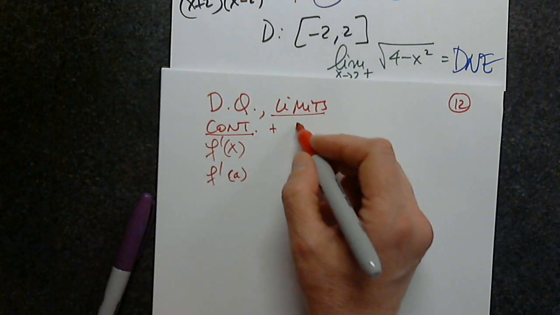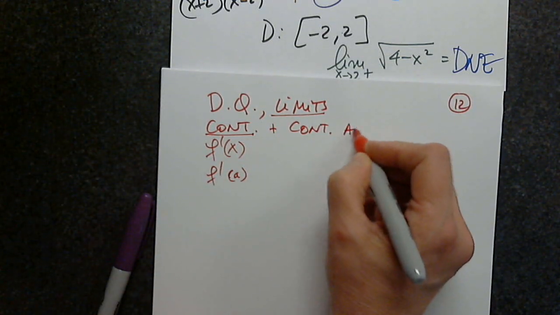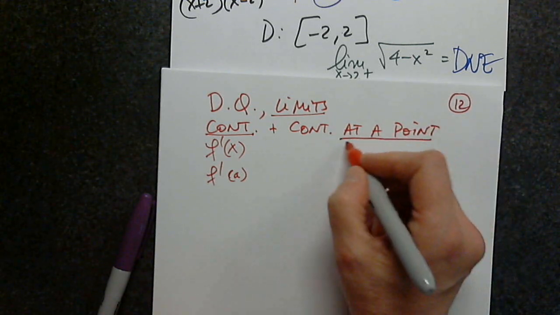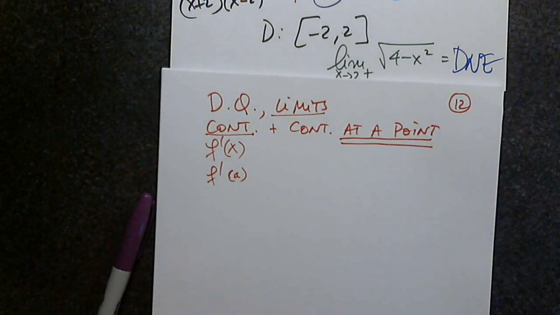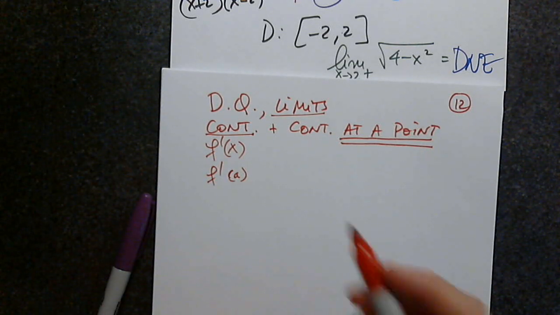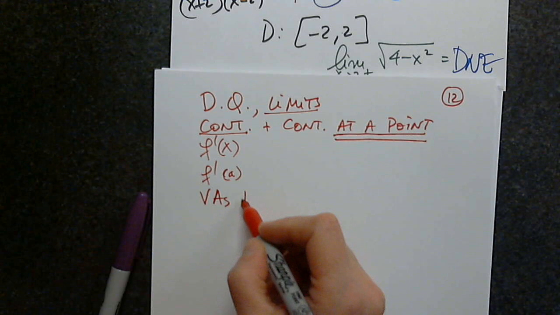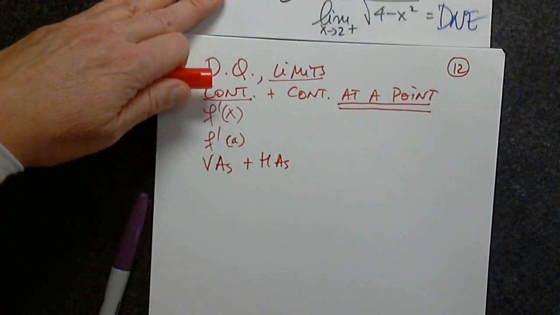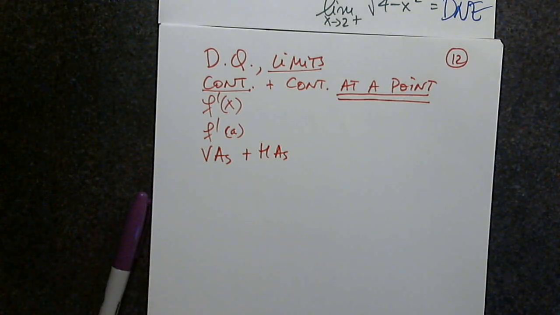Of course, continuity at a point. Especially that definition. What is the definition of continuity at a point? The limit from the left equals the limit from the right, and equals the function value at that point. Okay, vertical asymptotes and horizontal asymptotes, as we just did today, one example, with the limits.